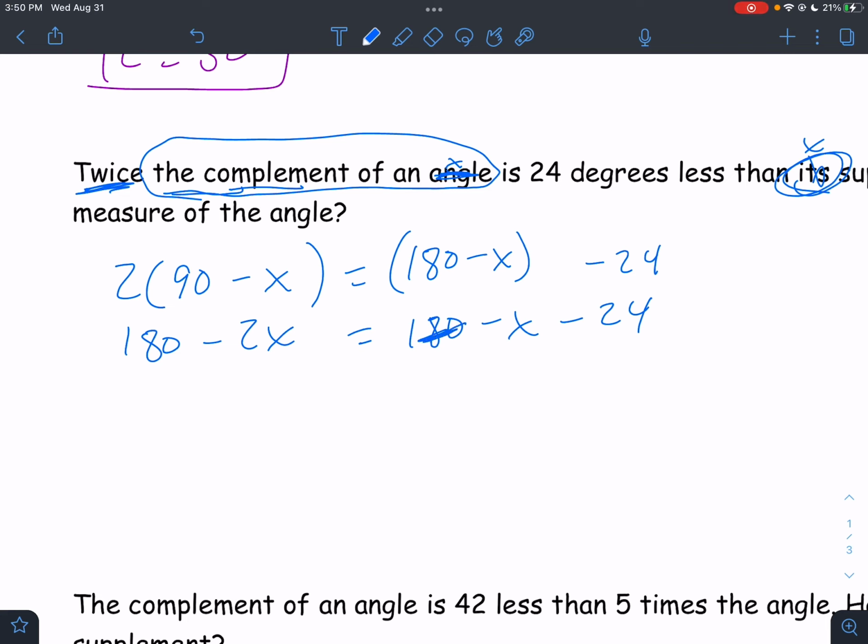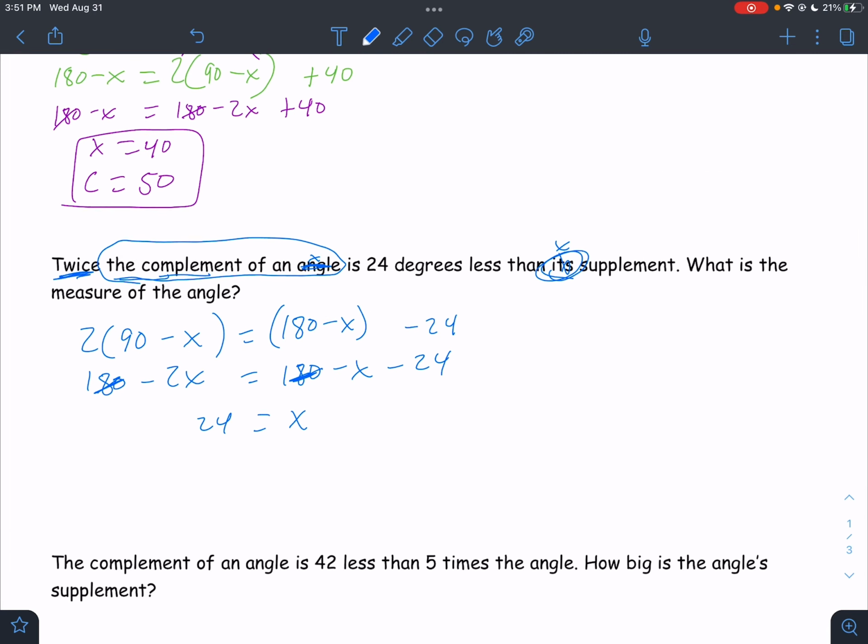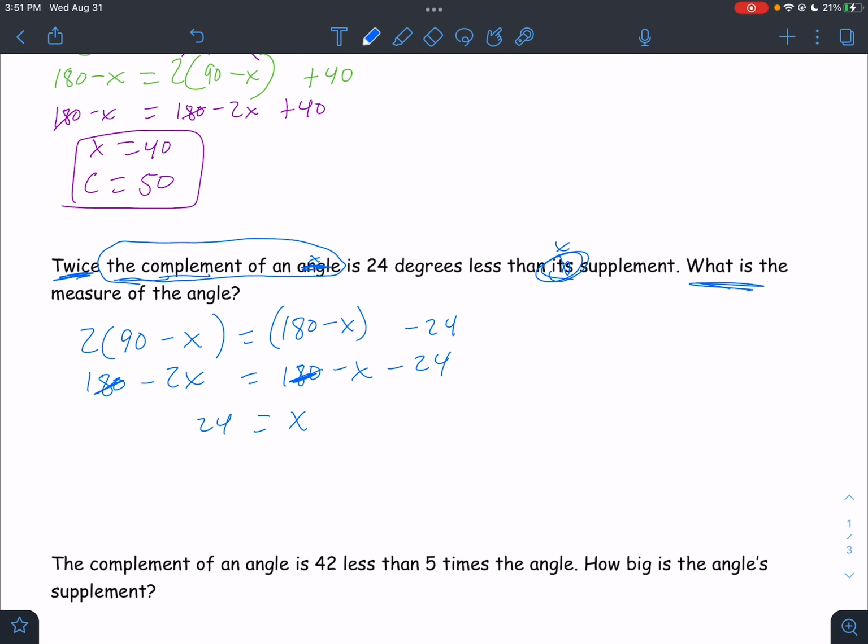Oh, another one where the 180s cancel out. Add the 2x, I'd get x over here. Add the 24, I get 24. So x is 24. What is the measure of the angle? Make sure you answer the question. Well, we did. x is the angle, so the angle is just 24 degrees.